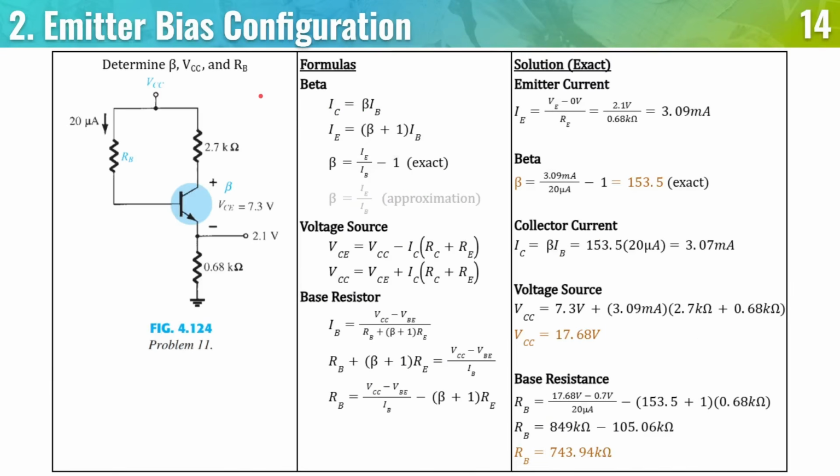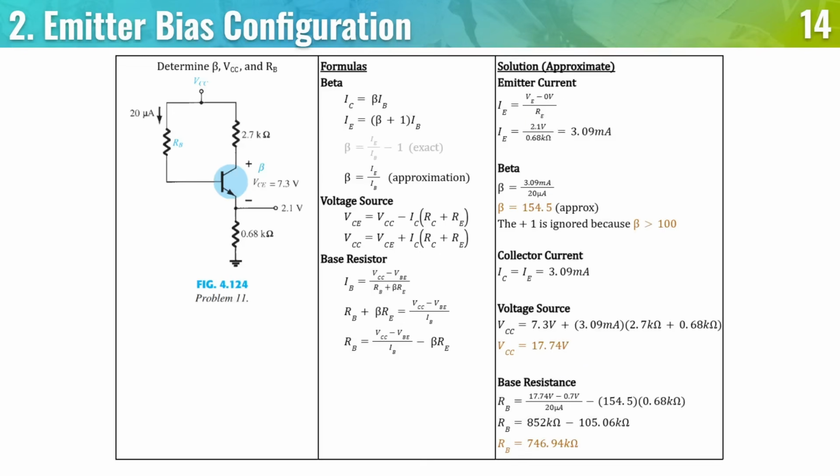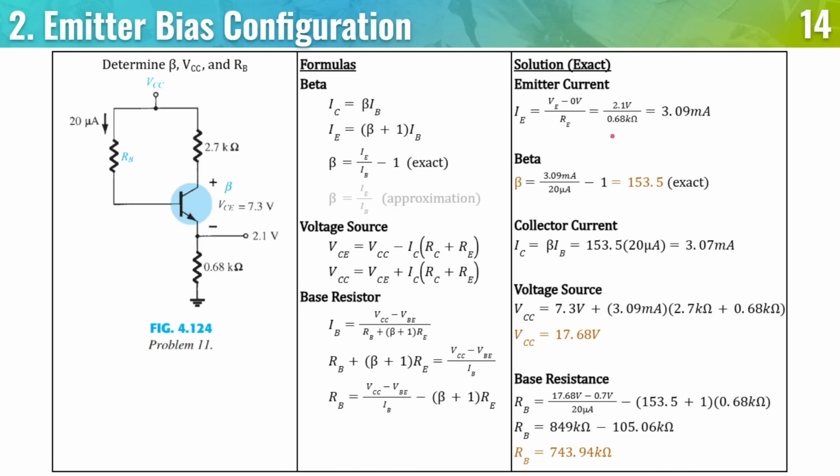Now let's proceed to the emitter-bias configuration for chapter 4. So again, let's examine what happens when we approximate and we do not approximate. So for the purposes of our examination, I recommend doing this example because the answer key in the book says this is the correct answer. However, for our examination specifically, I recommend doing it this way.